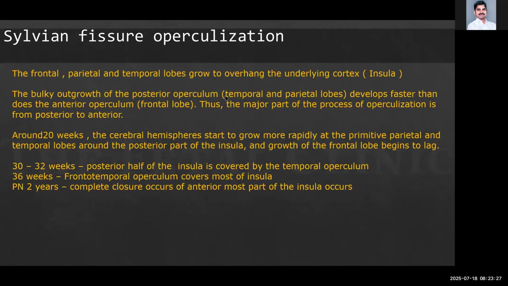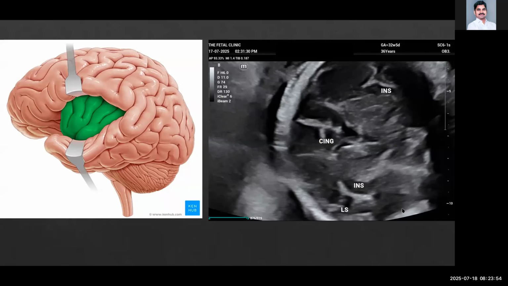That is, the posterior operculum, which consists of the temporal and parietal lobes, grows at a faster rate than the anterior operculum. So by 30 to 32 weeks, posterior half of the insula is covered by the temporal operculum. By 36 weeks, the frontotemporal operculum covers most of the insula. The complete closure of the anterior part of the insula occurs postnatally by 2 years of age. This is the insula, this is the lateral sulcus, and this is the cingulate sulcus.